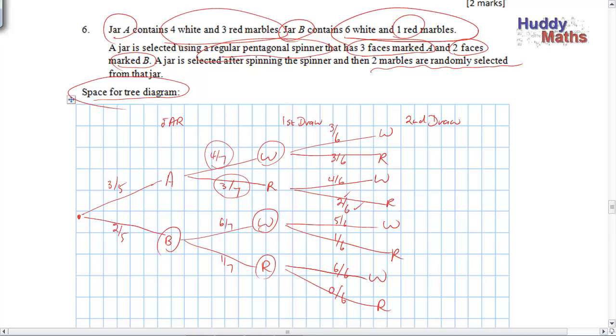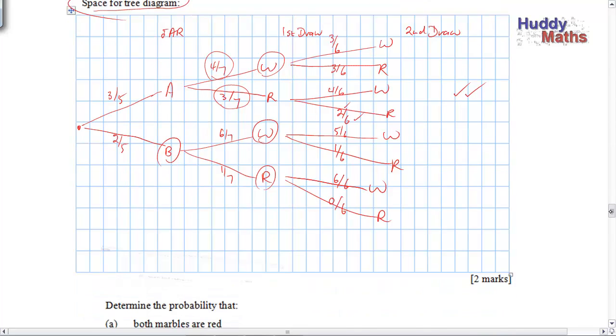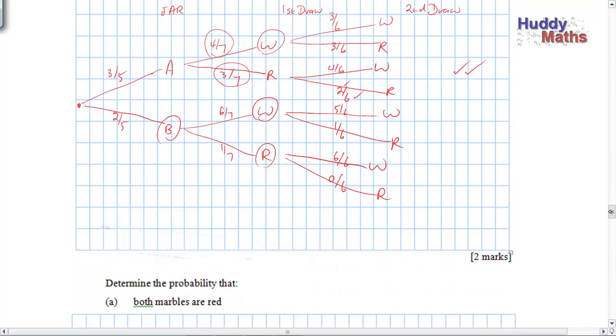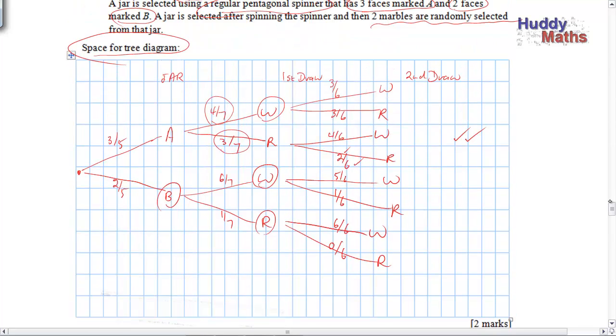All right. So did you get it? Using a tree enables you to look carefully through all the possible outcomes. And that's what we're going to do now. So there's 2 marks for that. Determine the probability now that both marbles are red. Let's find the 2 reds. Okay, both marbles are red.